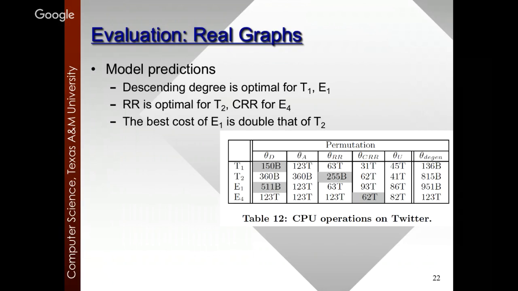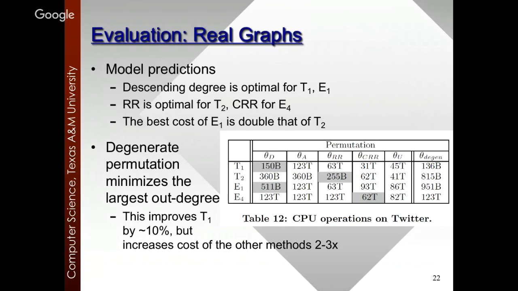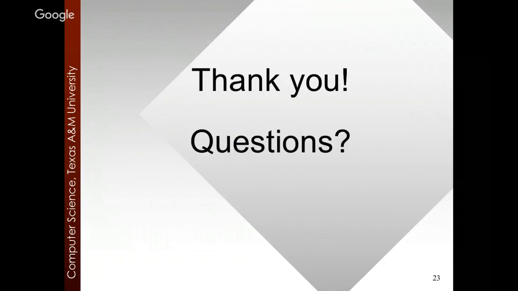Matches pretty well. So in the end, we have a column here, which is the degenerate permutation, which I think is similar to what was proposed in the last presentation. It minimized the cost of T1 under descending degree by roughly 10%, but it increased the cost of the other 3 methods by a factor of 2 to 3 times. So we claim it's not comparable, and also we cannot obtain any general information from this. Thank you.